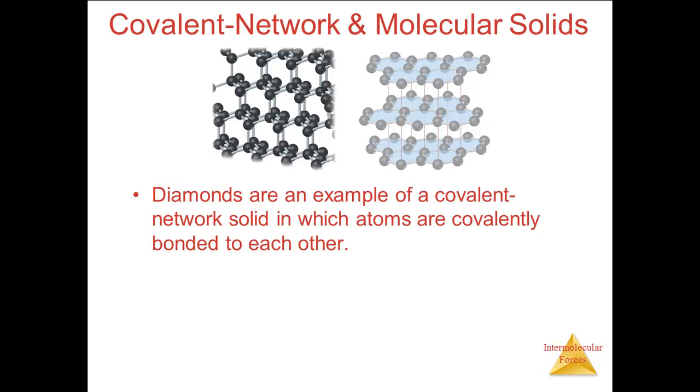Diamond is shown on the left here, and it is a perfect example of this, as is silicon dioxide, the quartz crystals we saw a little while ago. Because of the strength of the covalent bonds and the large number of them, these substances tend to be very hard and have high melting points.